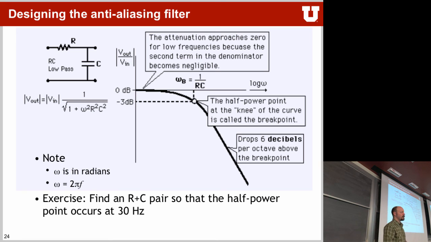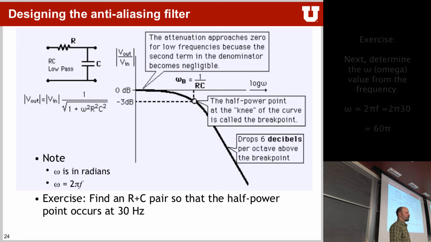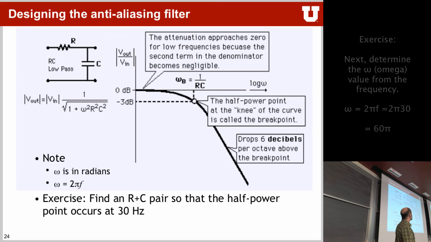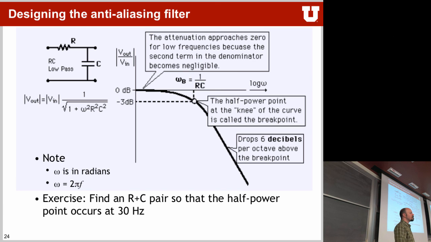We have 30 hertz. So what's the omega of 30 hertz? 60 pi? Sounds about right. So we have 60 pi is equal to 1 divided by RC. Now, what value do you choose for C? What would you go with? 1 microfarad? 10 micro, yeah. You just pick something, plop it in there, and calculate the R.